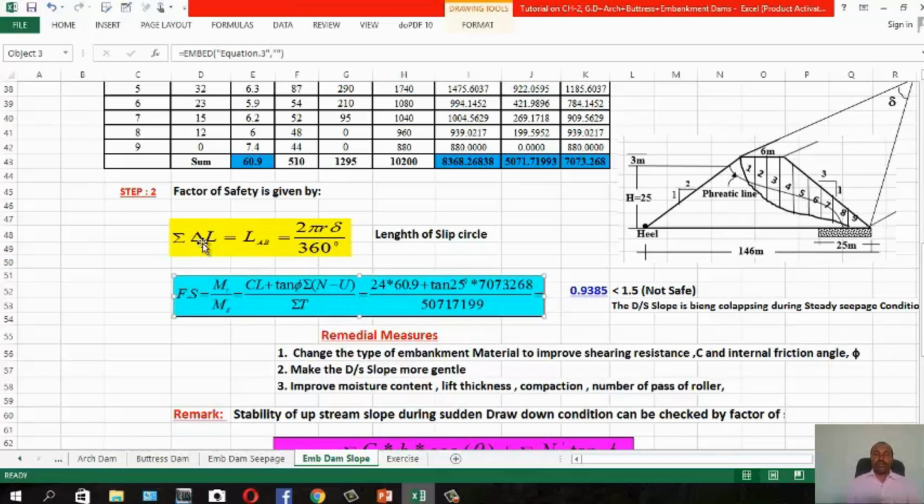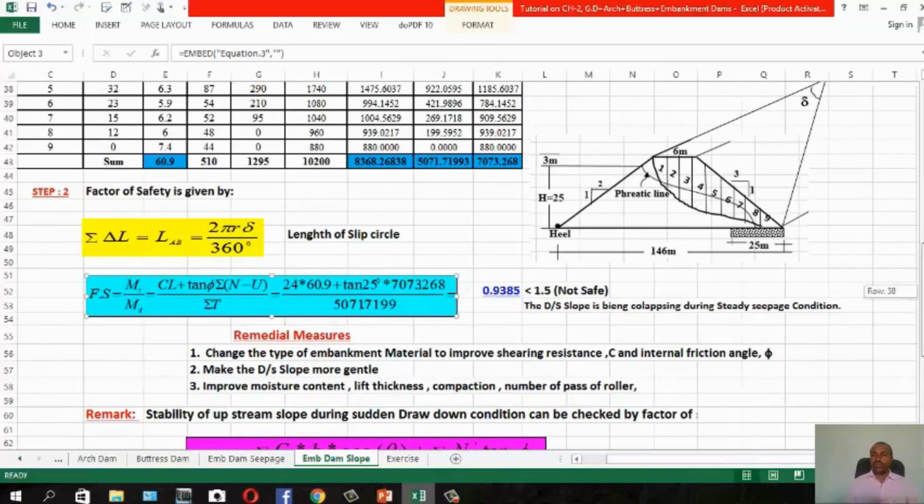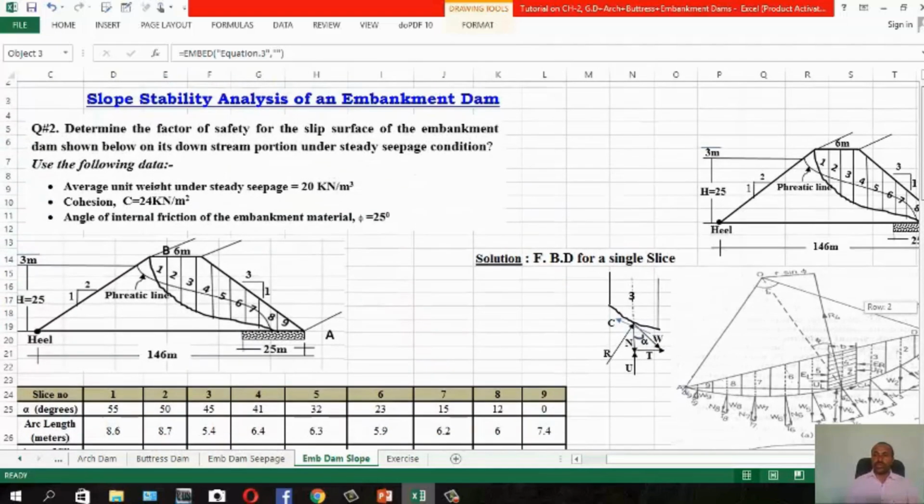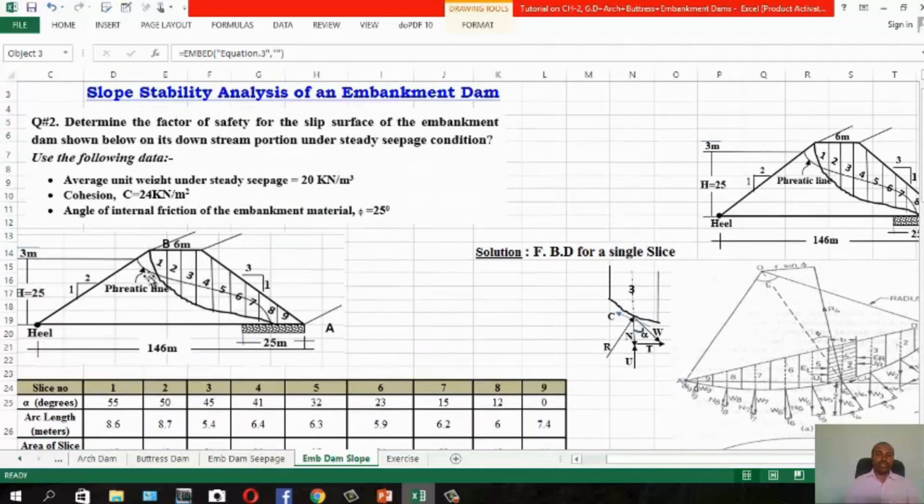So summation of ΔL, where ΔL is the length of arc for each slice. You have ΔL, ΔL, ΔL, and the summation of all will give you the arc length for this slip surface AB. So the length of the slip circle is 2πrσ over 360, where σ is the central angle of the slice. This is a slice.